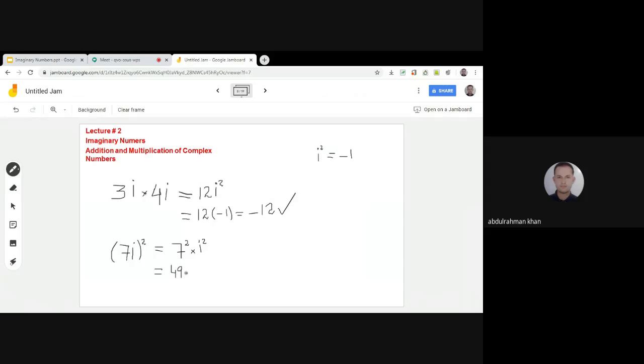i power 2, as I told you, is equal to minus 1. So in place of i square we put minus 1. So 49 times minus 1, the answer is minus 49. And that is your answer.